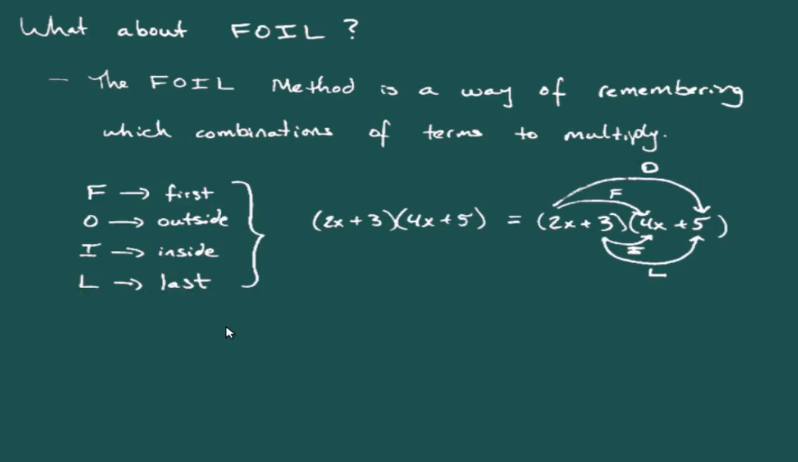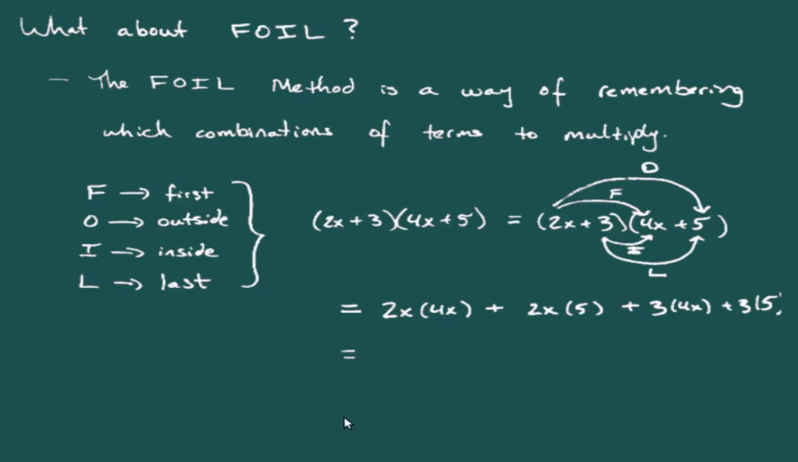So if we look at that example again, we've got our 2x plus 3 times our 4x plus 5. The F would mean that we take the 2x times the 4x. The O would tell us that we take the outside two terms, the 2x times the 5. The I for the inside terms gives us 3 times our 4x. And the L for the last two terms gives us 3 times 5. So the combinations that we have are 2x times 4x for the F, 2x times 5 for the outside terms, 3 times 4x for the inside terms, and 3 times 5 for the last two terms.